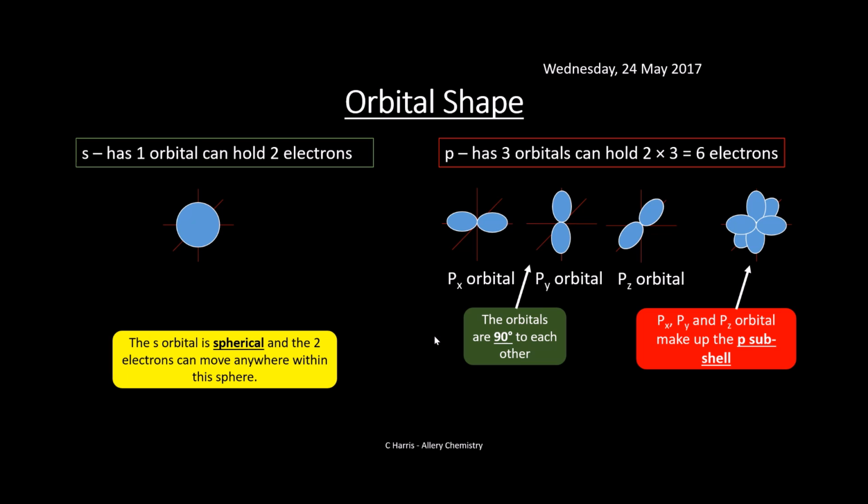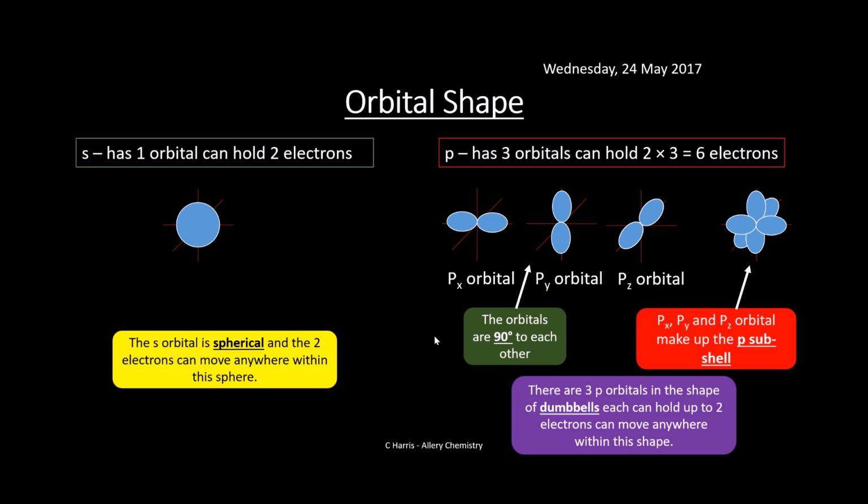Obviously, you've got all 3 close together like that, and this forms the p subshell. We take all these 3 orbitals, the px, py, and pz orbital, and that forms the p subshell. Now, there are 3 p orbitals, and they're in the shape of dumbbells, or the figure of 8, as you can see on there. They can hold 2 electrons, and basically that electron can move anywhere within that coloured bit of the shell. So anywhere within the blue bit, the electron can be. Okay, that's where the electron can move to.